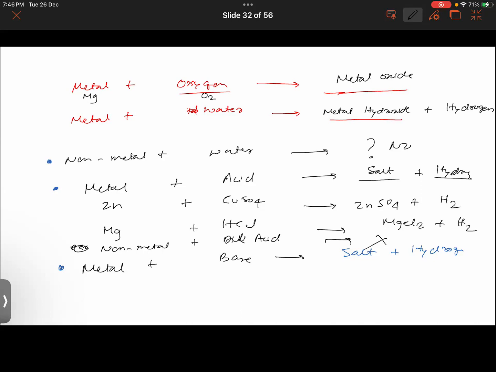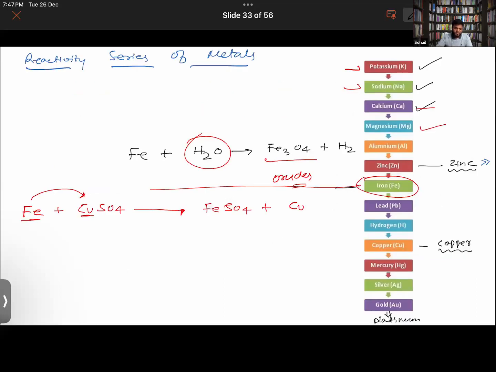Talking about the reaction of the non-metals with bases, usually does the reaction occur? No, sir. And even there are very few exceptions, right? So even if the reaction were to happen, only salt will be formed while hydrogen gas is not released. Okay. Then in the reactivity series, which was the most reactive element we had?